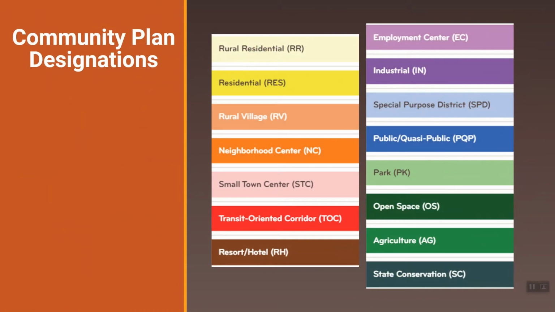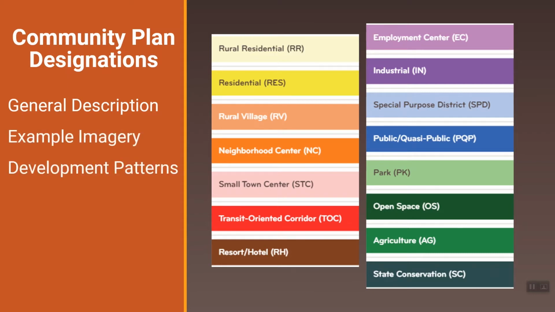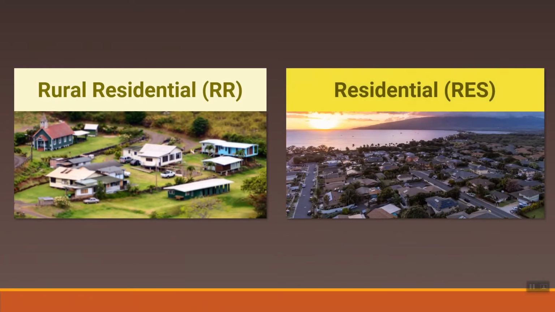Now we'll walk through each of the designations. Each designation has a description of the uses and essential factors such as mobility and access to parks. Example images illustrate the development patterns, building types, and typical streets that characterize the designation. There are 2 residential designations: rural residential and residential.